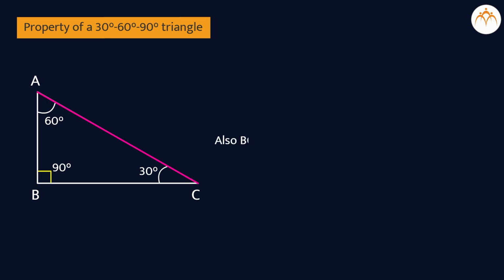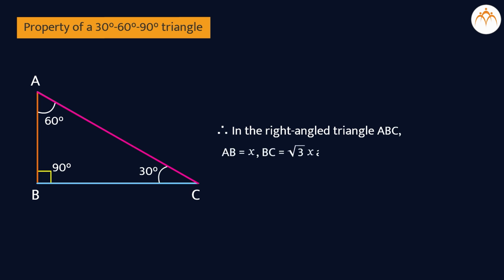Also, BC is equal to square root of 3 upon 2 times AC is equal to square root of 3 upon 2 times 2x is equal to square root of 3 times x. Therefore, in the right angled triangle ABC, AB is equal to x, BC is equal to square root of 3 times x and AC is equal to 2x.